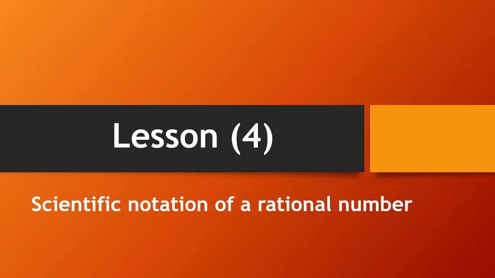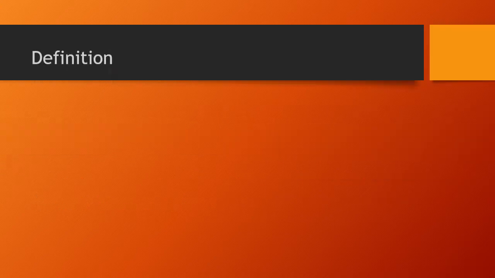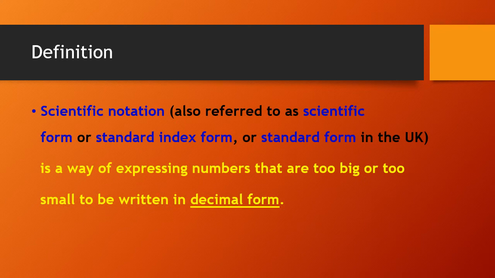Lesson 4, scientific notation of a rational number. Definition. Scientific notation, also referred to as scientific form or standard index form, or standard form in the UK, is a way of expressing numbers that are too big or too small to be written in decimal form.